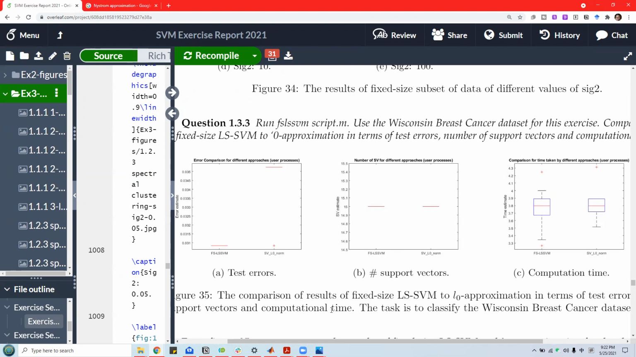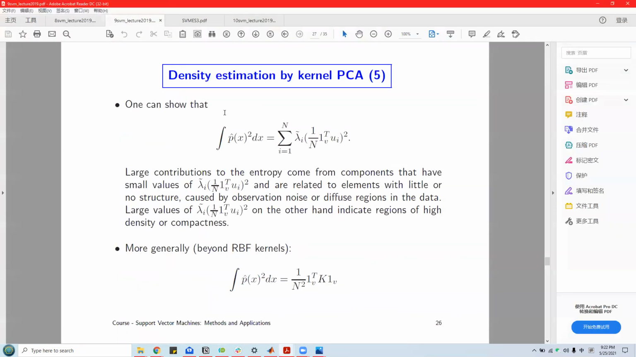Actually, I don't remember which part of the slides he mentioned this SV L0 norm. Do you know where they mention this? Because I couldn't find any materials about it. I remember he gave some additional materials. I checked several days ago, but I forgot.